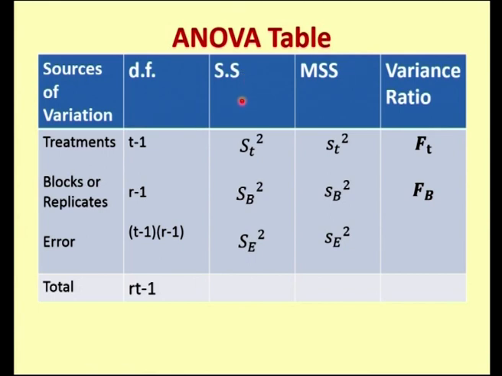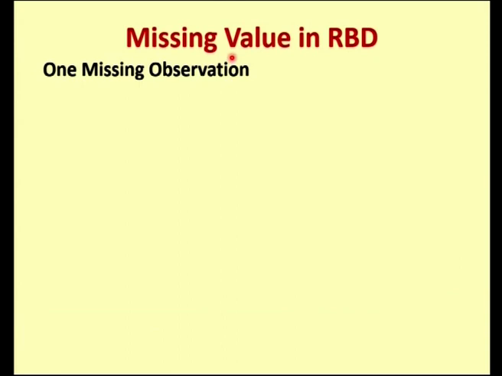And as I have mentioned earlier, sum of squares is written, and mean sum of squares, as I have mentioned, is obtained by dividing this sum of squares by their respective degrees of freedom, and finally the F ratio. Let us see the analysis of RBD with missing value. So, we will consider the case with one missing observation.